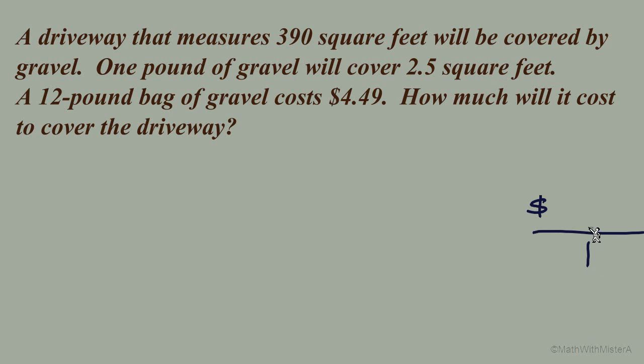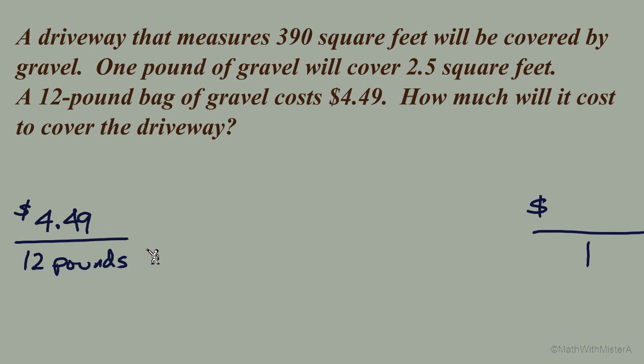Next, let's identify other information in the problem that tells us about cost, because we'll know that we should be setting up a fraction that has cost in the numerator, because that's where cost ends up in our target, in the numerator. So here's information about cost, so we can set up our first fraction, $4.49 for 12 pounds of gravel. So we've got our units of cost in the numerator.